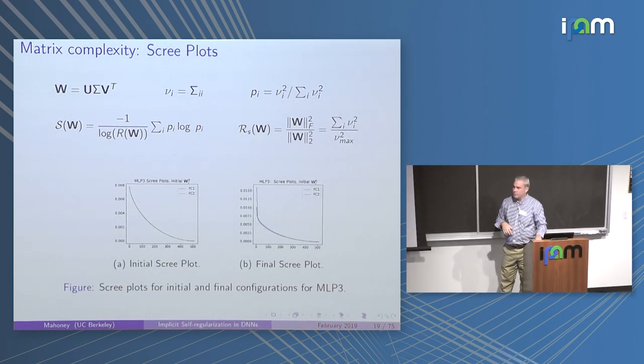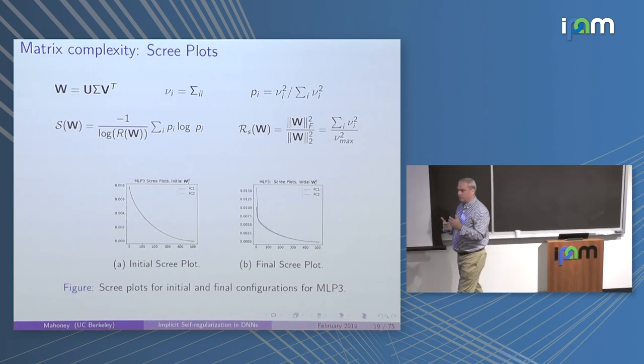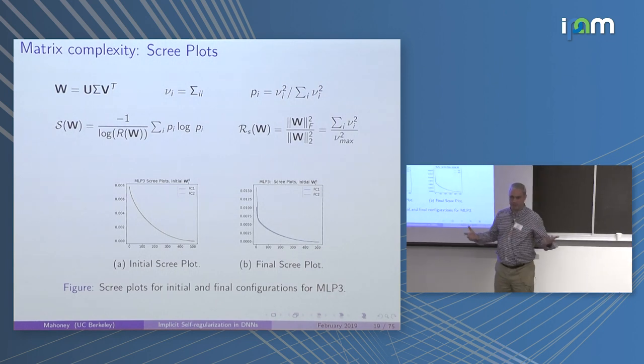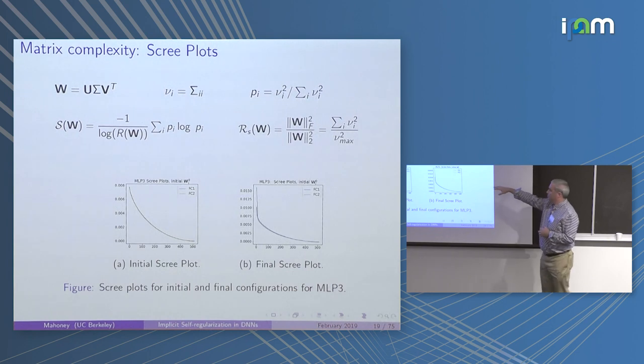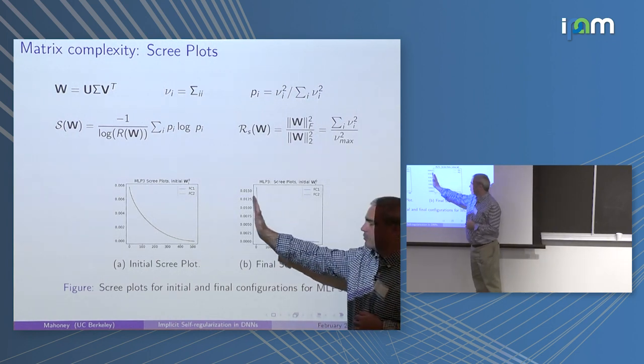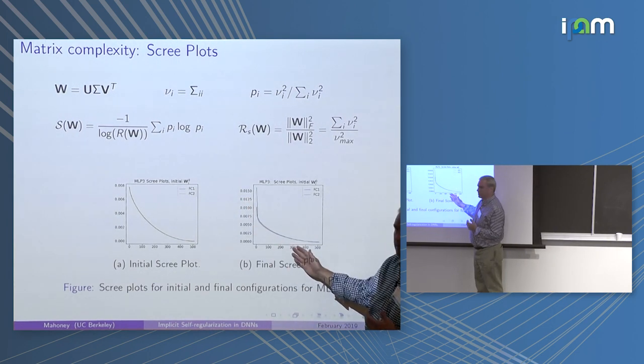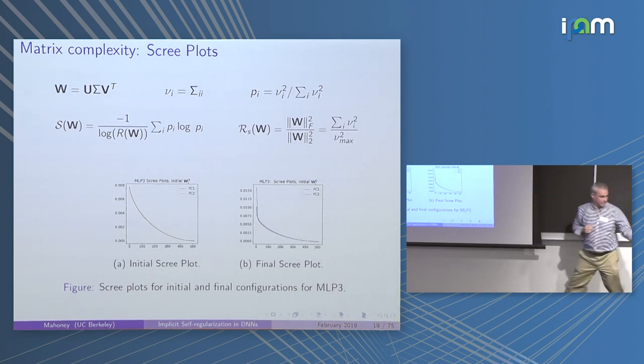We looked at scree plots. The reason I'm looking at eigenvalues, we also looked at eigenvectors, but eigenvalues are what defines something to be low rank. And so there's a lot of a posteriori sort of capacity control metrics that are soft versions of I'm low rank or I'm high rank. But scree plots, you know, the order of the eigenvalues, if you say basically nothing, I mean, you know, they go down and to the right.